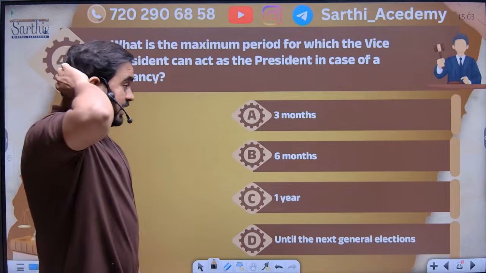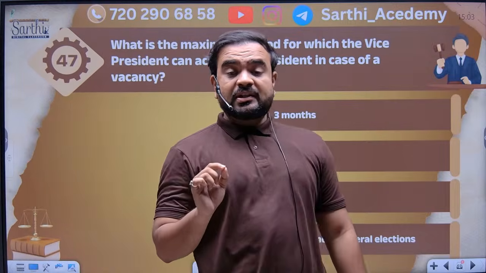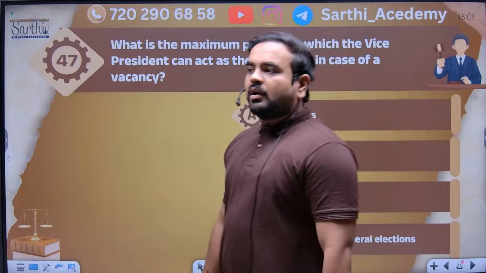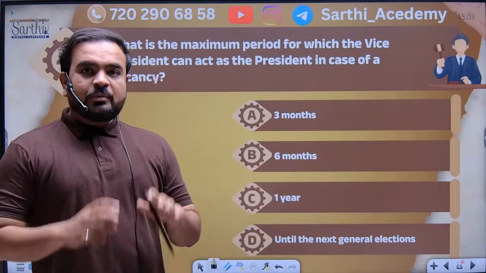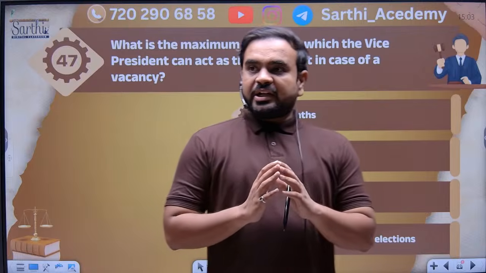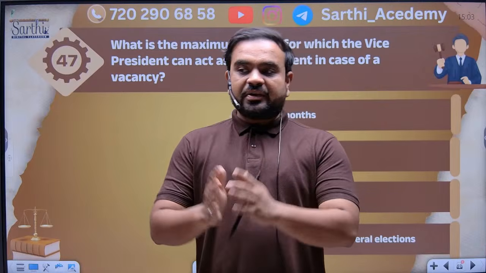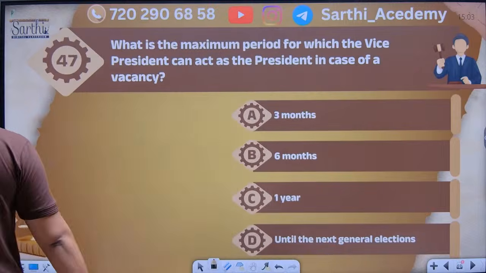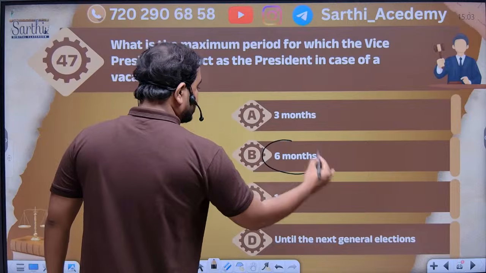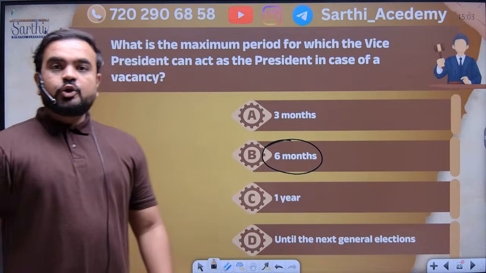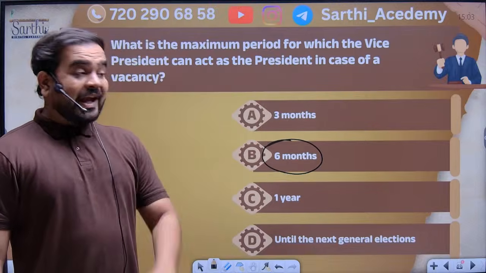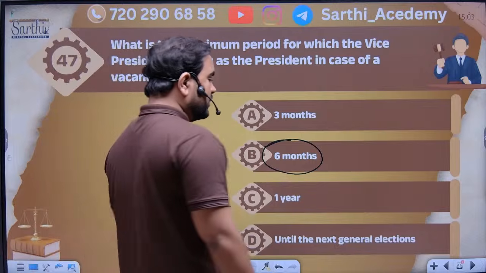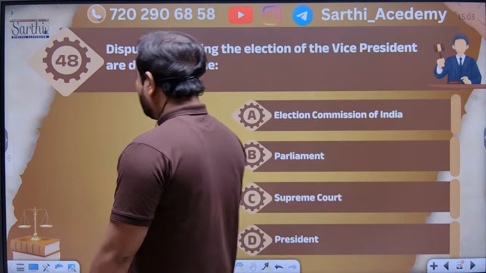Actually, it is written in our constitution that the president's office cannot be vacant for more than these months. The Election Commission of India has to conduct the election of the President of India within this time period. Yes, B is correct. And that time period is 6 months. Within 6 months, you have to fill the office of the president. No matter whatever circumstances there are, you have to fill the president's office.